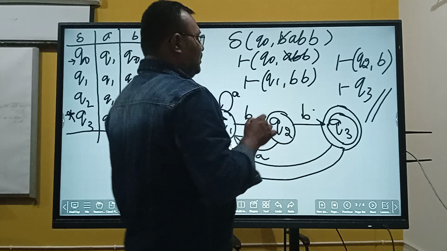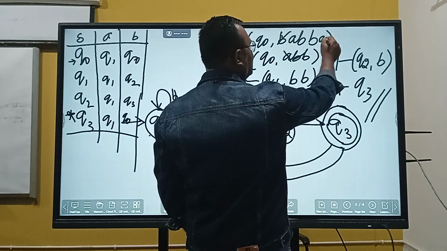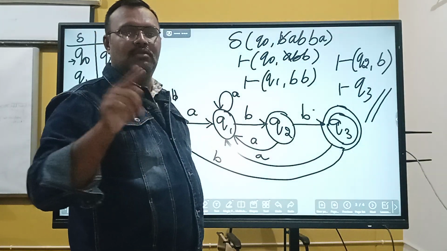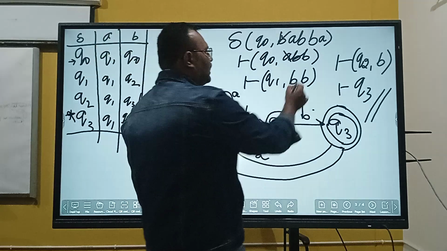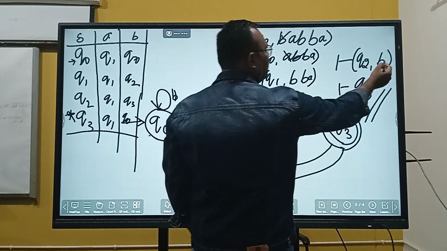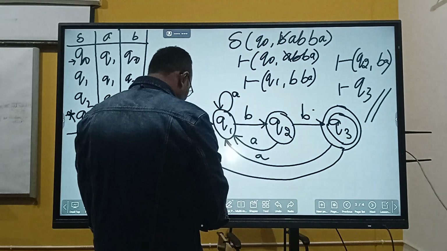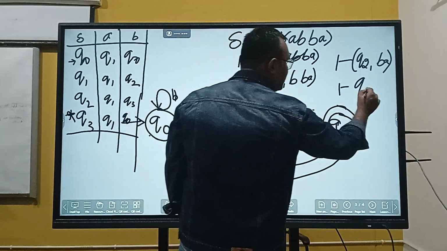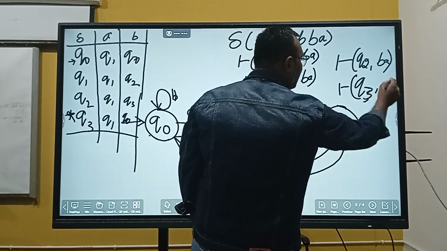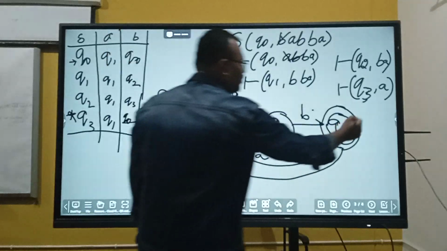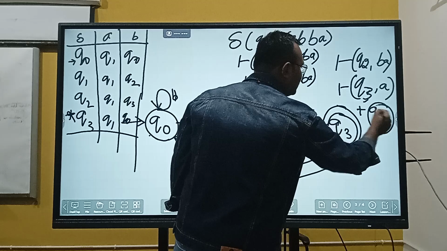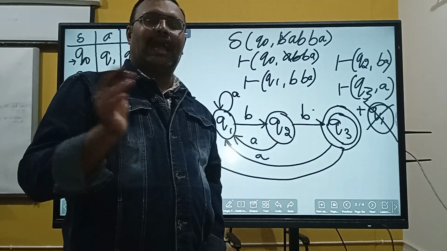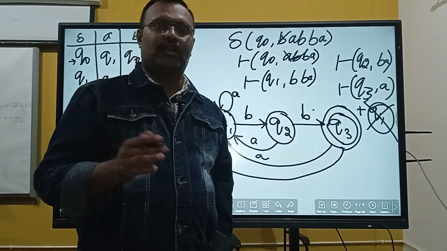Now suppose in the same example, if I add A here, should it get accepted or rejected? It should get rejected. Why? It is not ending with ABB, it is ending with BBA. Now see, these steps remain the same, but here you will have A. Now what happens? In this step, you will get Q3, comma A. Now, Q3 on A, which state will you go to? Q1. Is it a final state? No. Hence it is rejected. That is how you are going to show acceptance and rejection in finite automata.